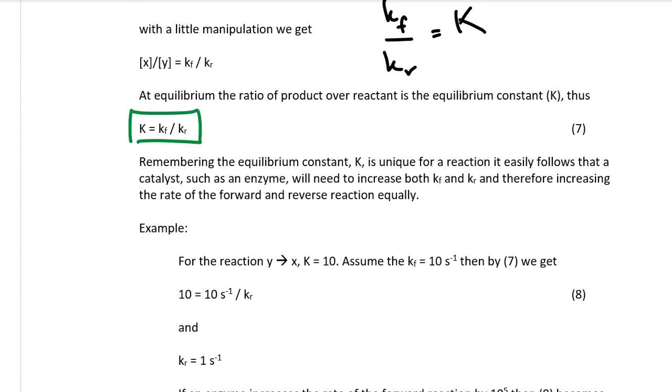So remembering the equilibrium constant K is unique for a reaction, it easily follows that a catalyst, such as an enzyme, will need to increase both Kf and Kr, therefore increasing the rate of the forward and reverse reaction equally.